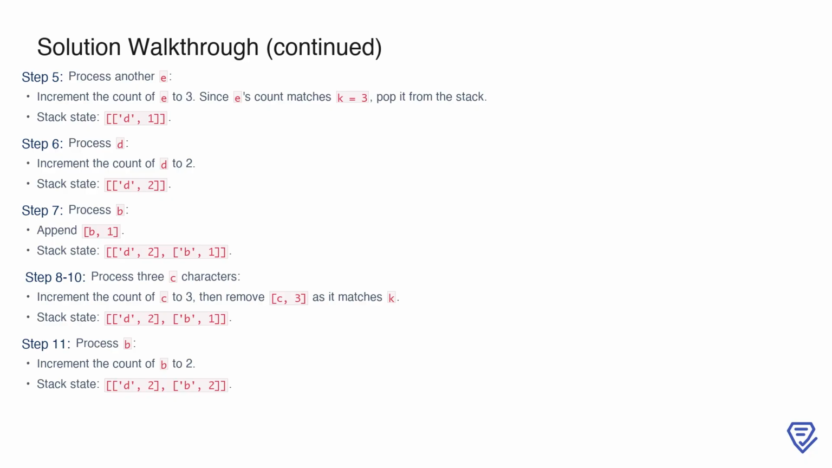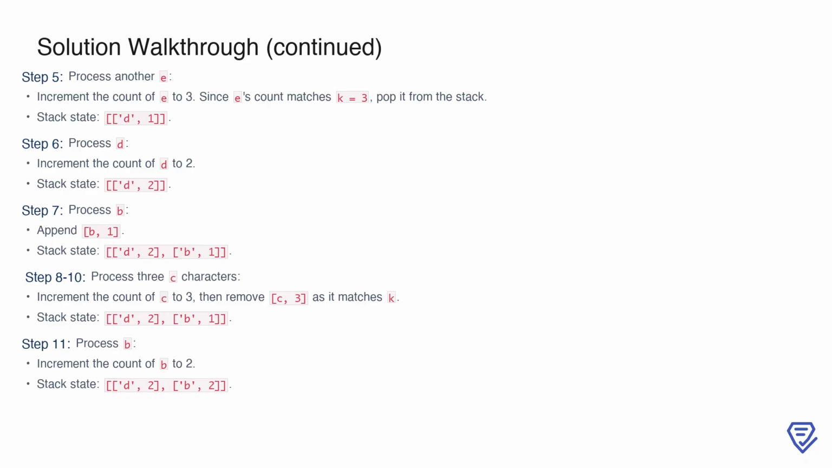We then process another D, incrementing its count to 2. After that, we encounter B, which differs from the top of the stack, so we append B with a count of 1. For the next 3 C characters, we increment the count of C in the stack to 3, and as this matches k, we remove C from the stack. This leaves us with D2, B1.